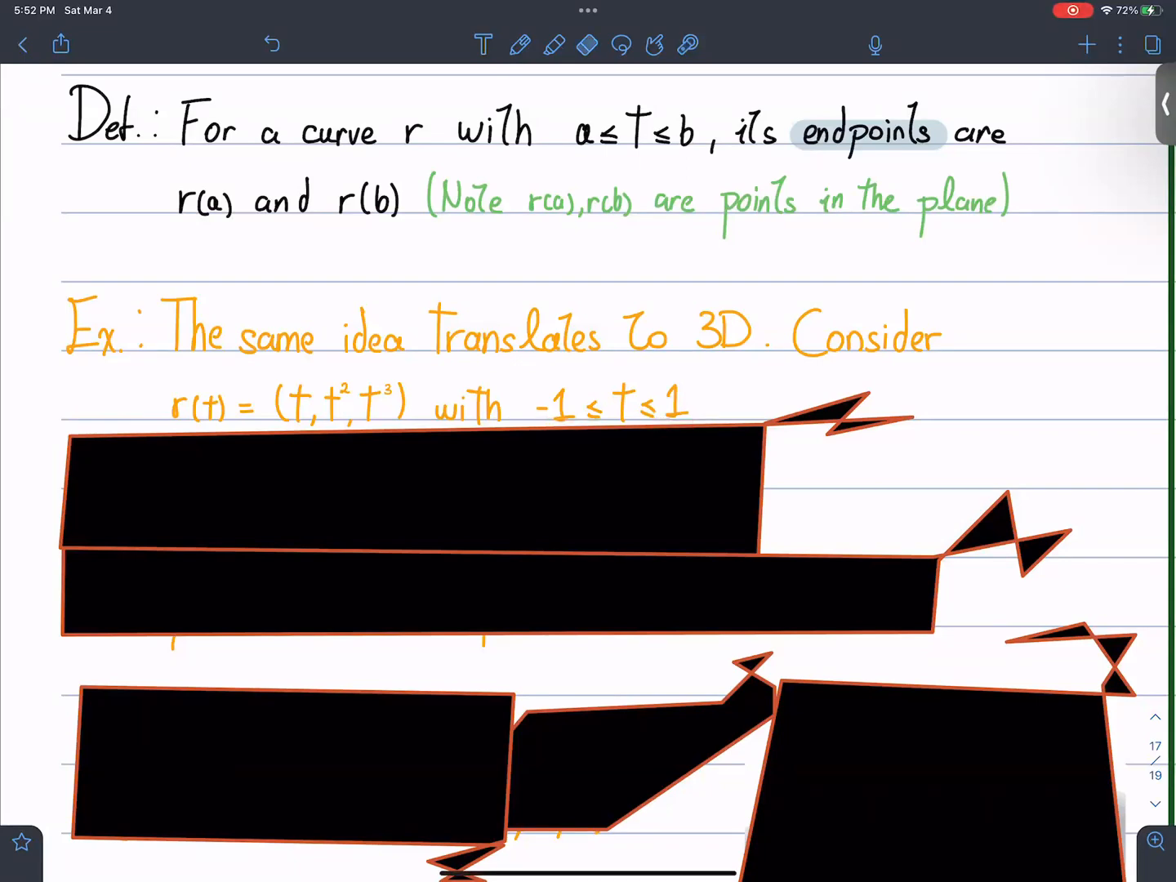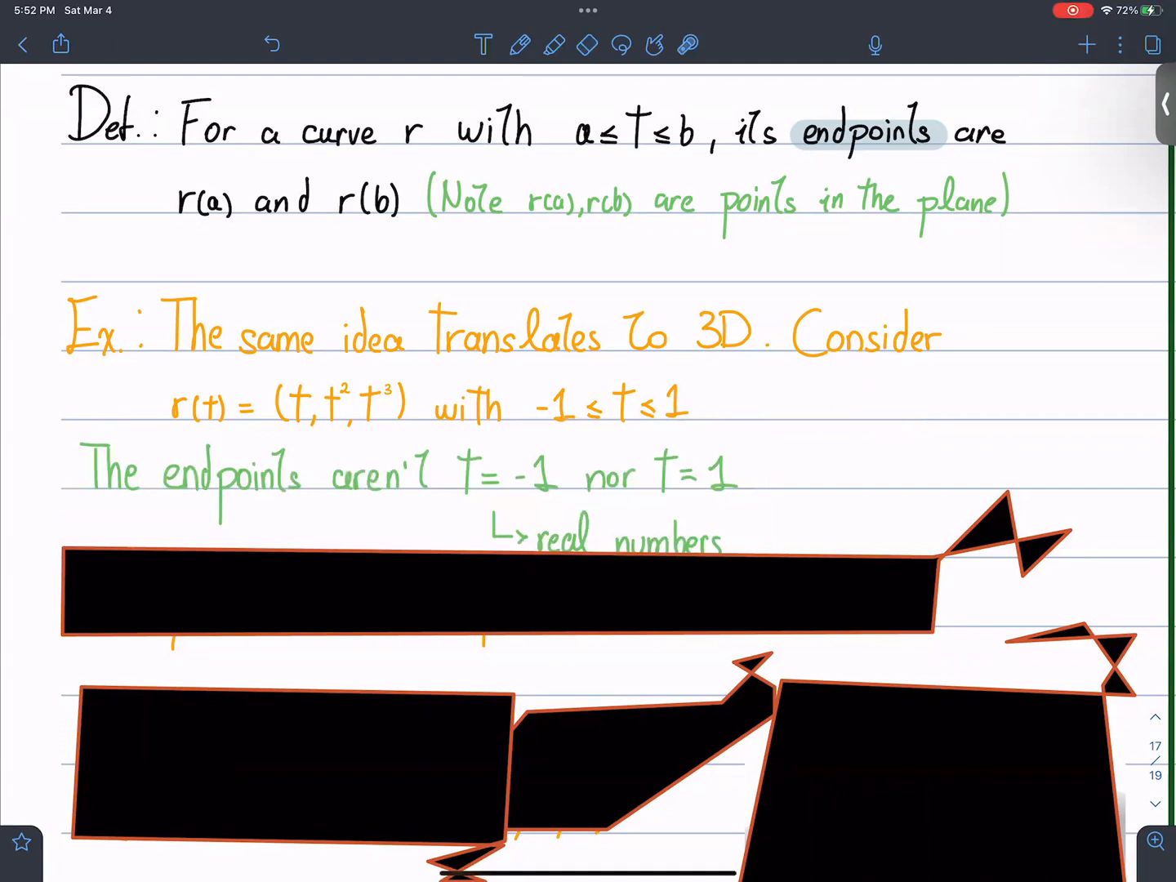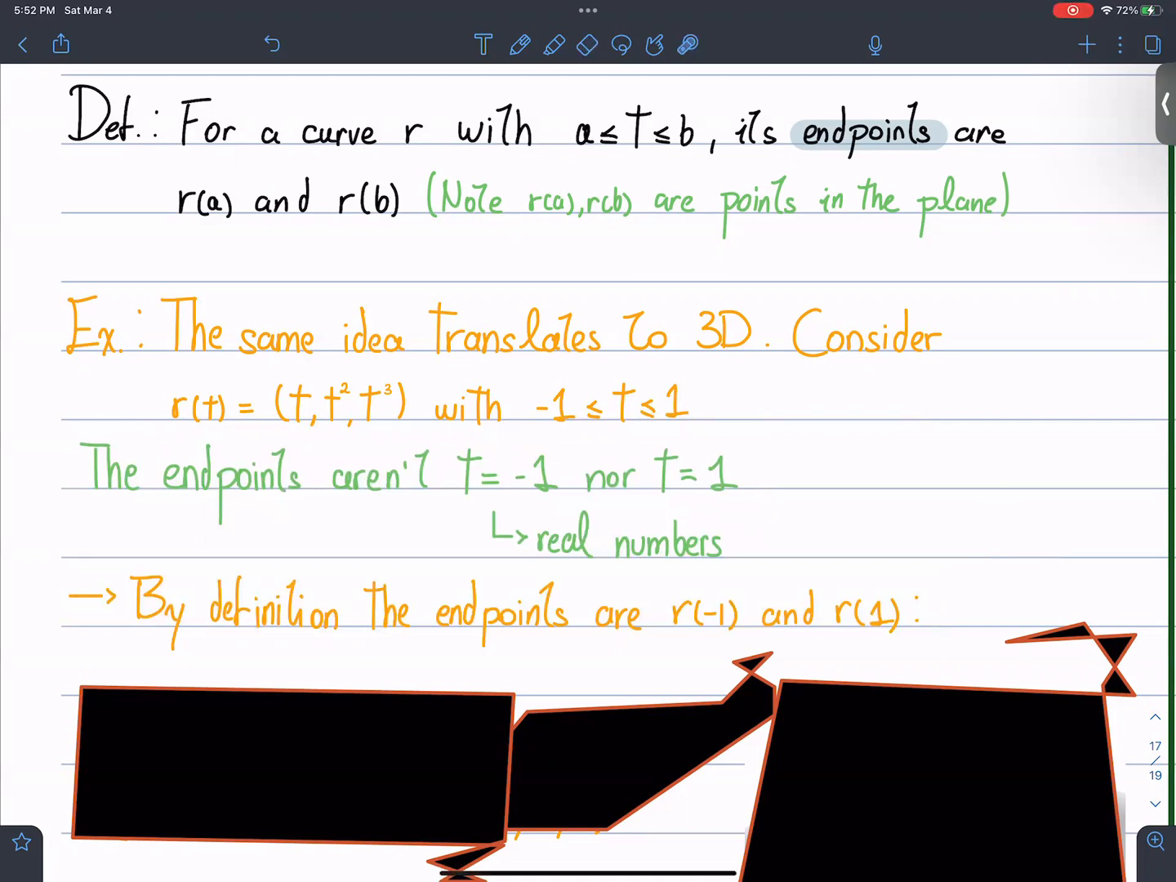So really quickly, the endpoints of the curve are not t equals 1 and t equals -1, because those are real numbers. They are not a point in 3D, okay? Points in 3D look like an array of 3 real numbers, while just one real number won't be a point in 3D. By definition, this means that the endpoints of r are r of -1 and r of 1, whatever they are when we evaluate -1 and 1 in the curve.